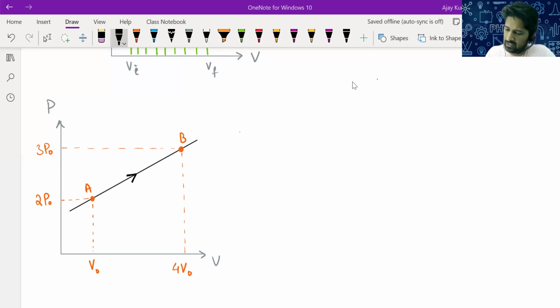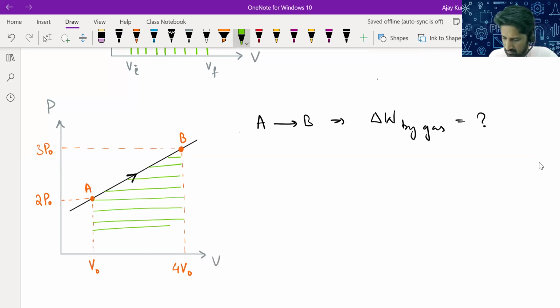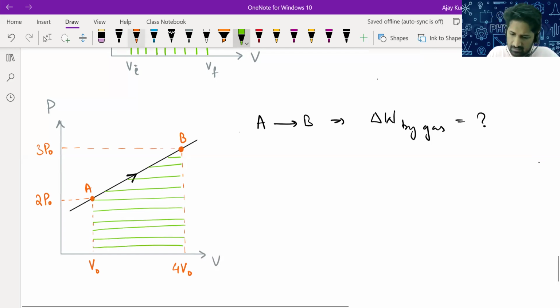So in the process A to B, how much is the work done by the gas? Calculate this, all of you. Answer will be in terms of P naught and V naught. Do this quickly. Right. So you just need to calculate this area, the area between the PV graph and the volume axis. The shape is a trapezium, but you can split it into a triangle and a rectangle. We'll first calculate the triangle's area.